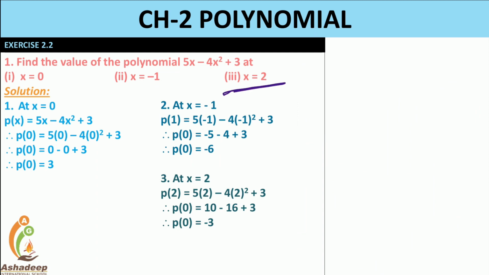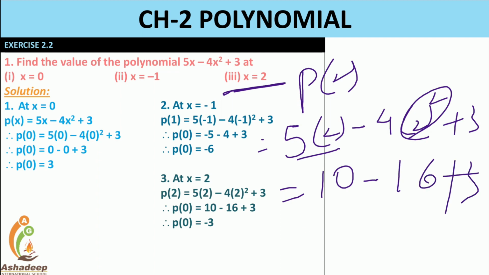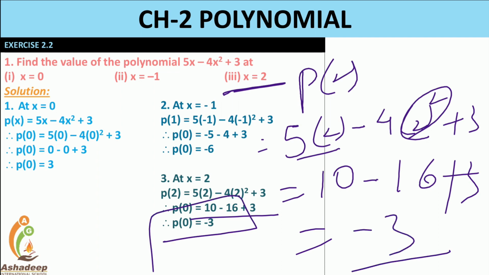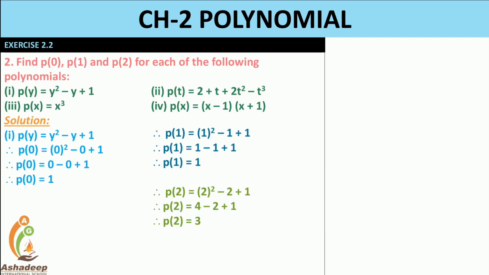Now at x equals 2. So p of 2 is equal to 5 into 2 minus 4 into 2 whole square plus 3. 5 2s are 10, minus 2 2s are 4, 4 4s are 16, plus 3. Right? 10 minus 16 plus 3: 10 plus 3 is 13, 13 minus 16 is minus 3. So p of 2 is nothing but minus 3. Okay, now let's move ahead with another sum.